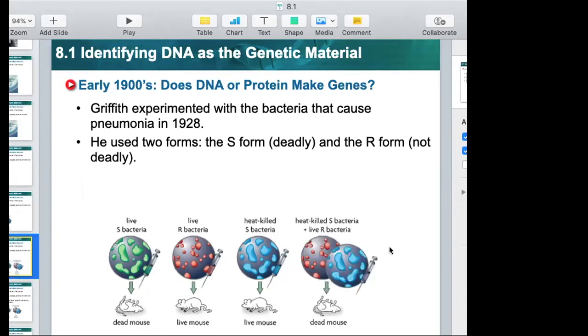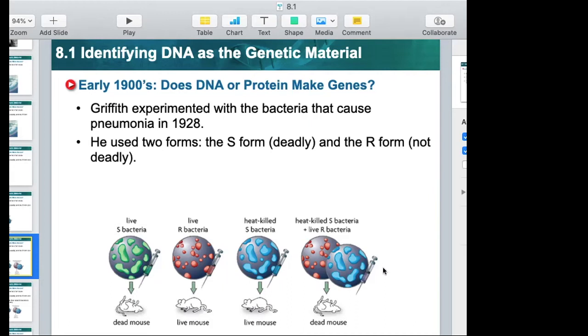But what happened when he put dead smooth bacteria in with living rough bacteria? The mouse died. And that really shocked him. Because what was the living bacteria? It was the R, which should not have killed the mouse. The living R bacteria was not deadly. And the smooth bacteria was dead. So he didn't understand, how could this happen?